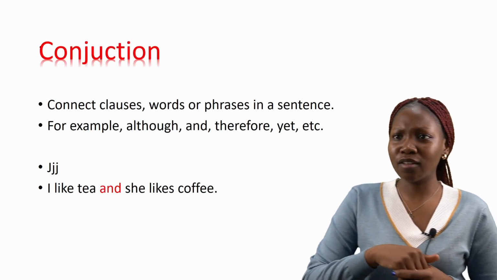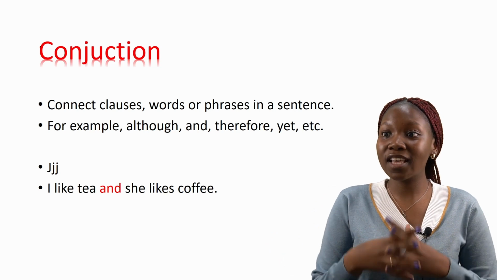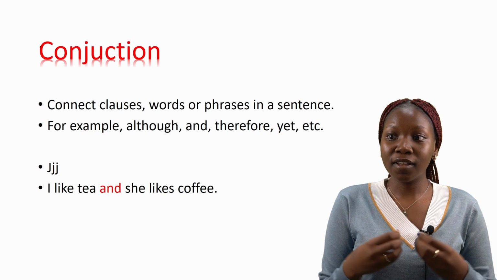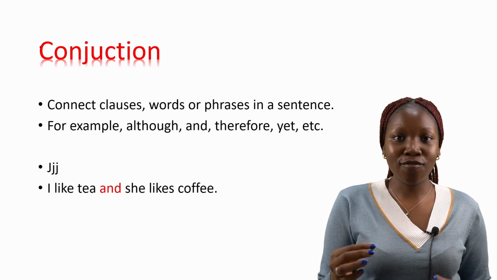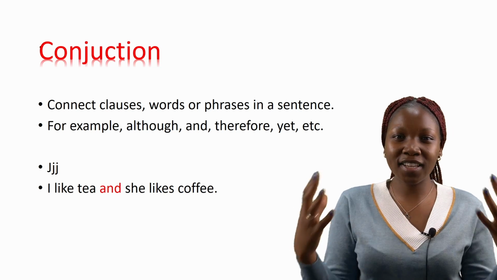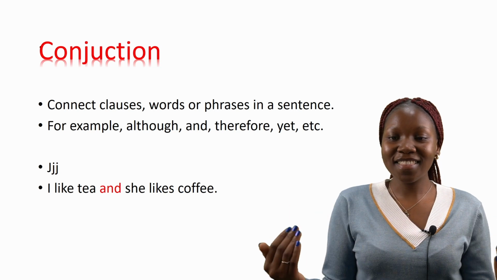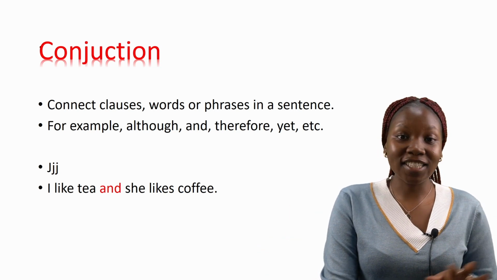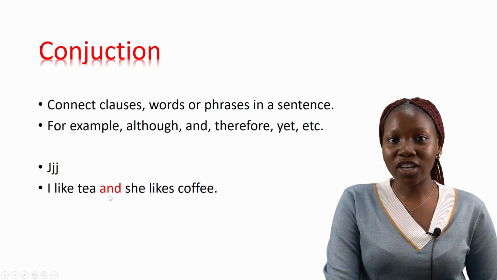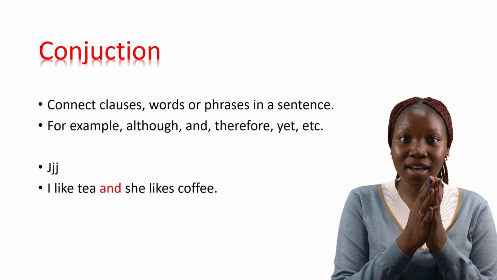Now the second last one, we have conjunction. It connects clauses, words or phrases in a sentence. For example, although, and, therefore, yet. We have done conjunctions in the previous video, so if you don't understand this one, go back to that video. In the sentence, we have I like tea and she likes coffee. So, and is the conjunction in the sentence because it is linking two clauses together and making them a sentence.